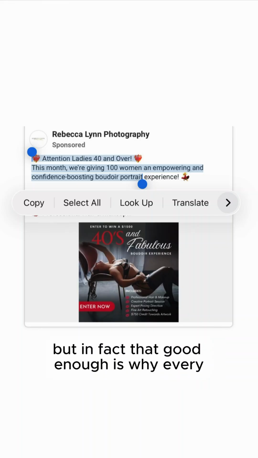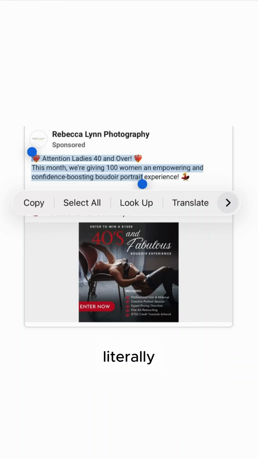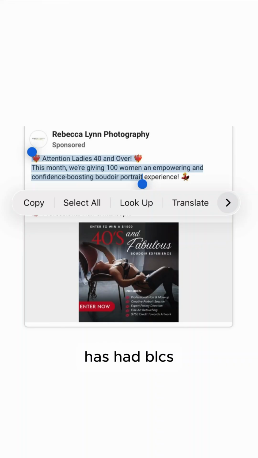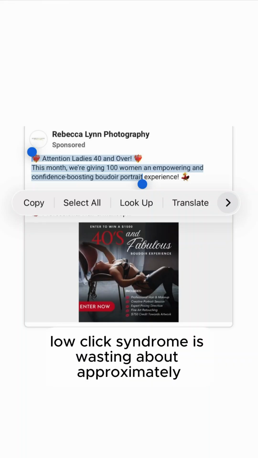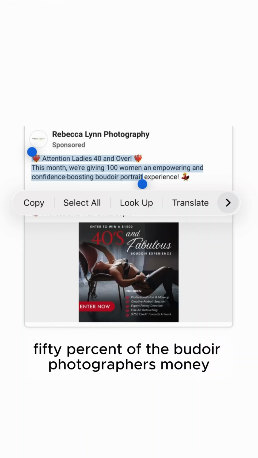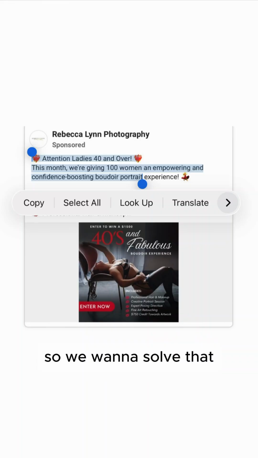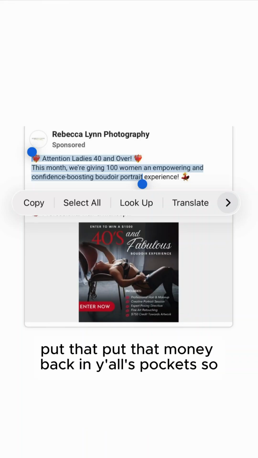But in fact, that good enough is why literally every boudoir Facebook ad I've seen and tested has had BLCS, aka boudoir low click syndrome, wasting approximately 50% of the boudoir photographer's money every single day, every single month. So we want to solve that and put that money back in y'all's pockets.